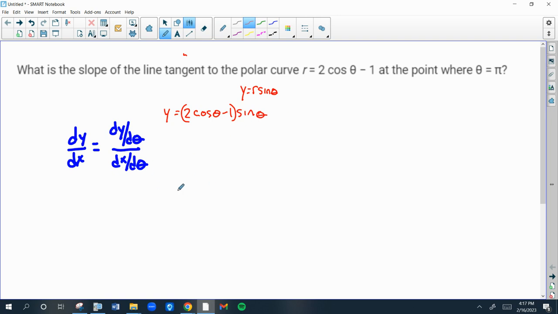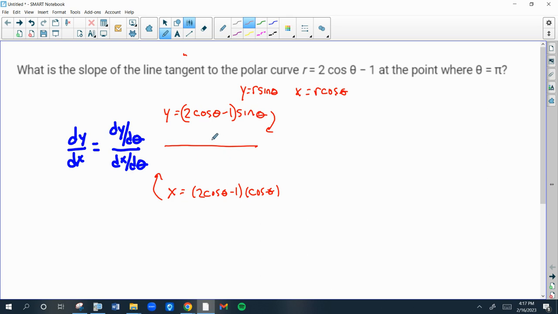So the dx/d theta, first we have to figure out what x is. X is always r cosine theta. So I'm going to write r, which is 2 cosine theta minus 1, and then times cosine theta. So now I'm going to take the derivative of these and just put them on this fraction. So I have dy/d theta over dx/d theta.